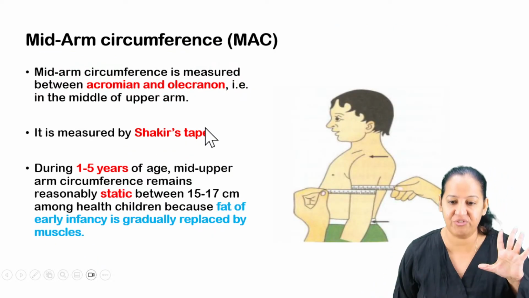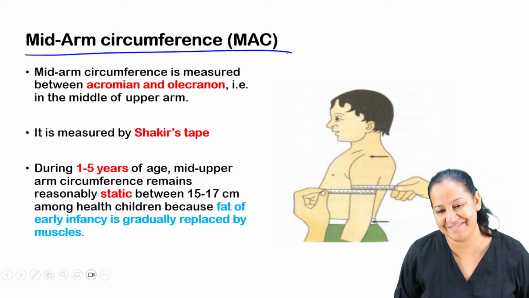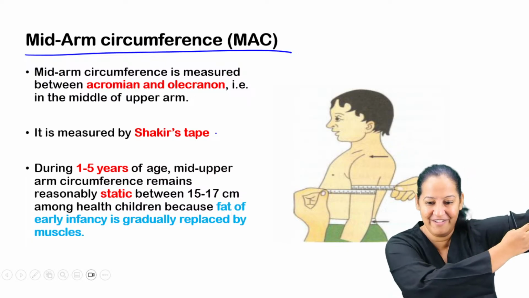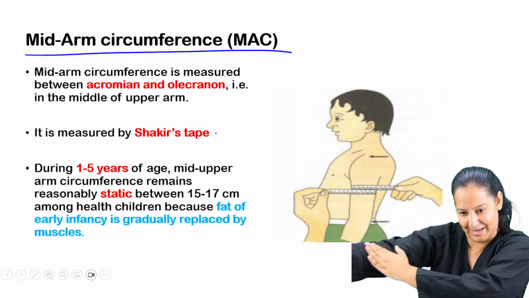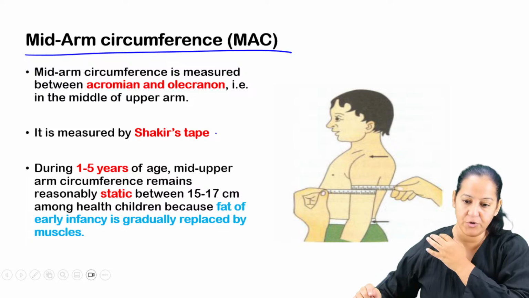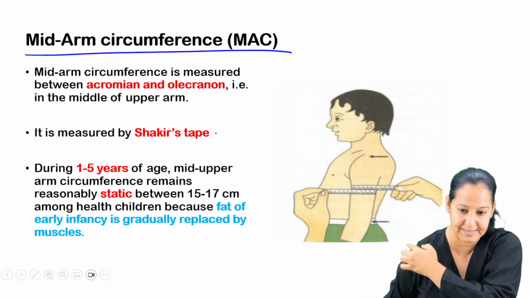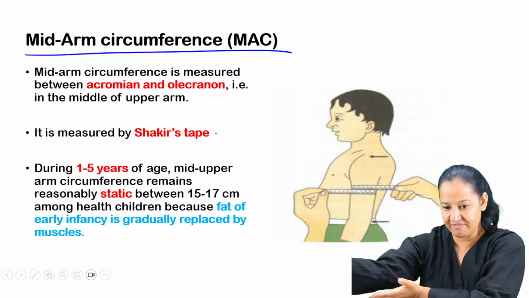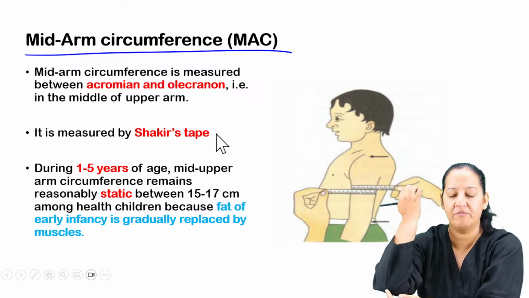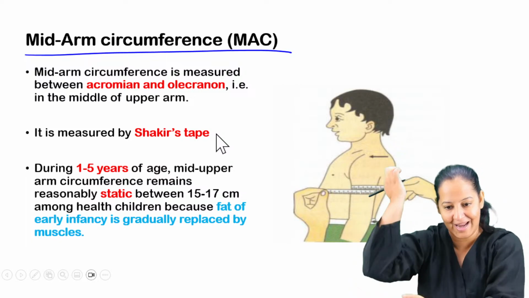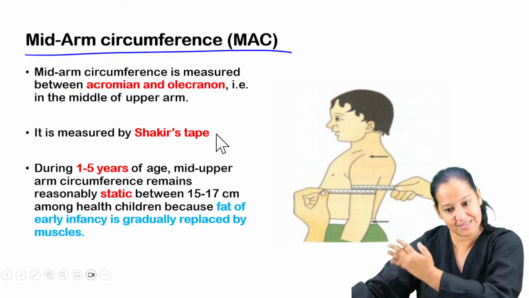The last one, the fifth one, is mid-arm circumference. Where to measure? In the whole arm, where? You know, you have the scapula. In the scapula, you have the acromial process here. Mark the acromial process. And you have the ulna bone. In the ulna bone, we have an olecranon process here. So mark the acromial process and the olecranon, take the distance and take the midpoint.